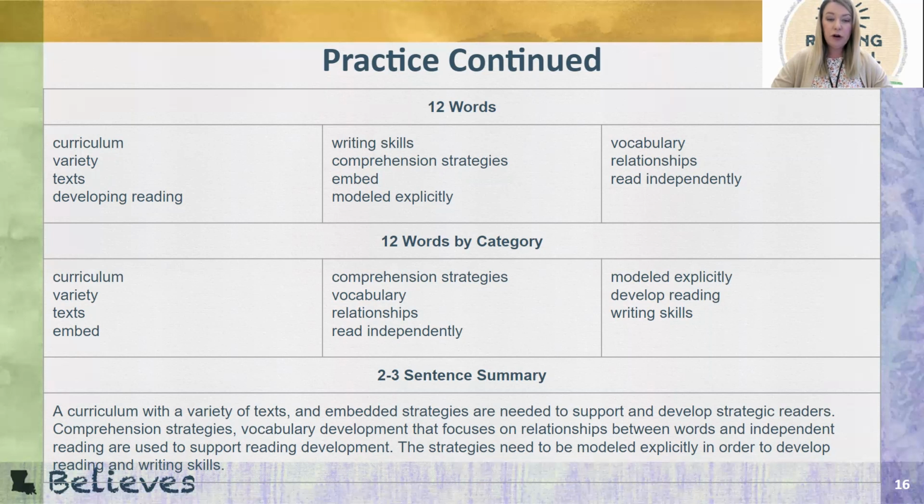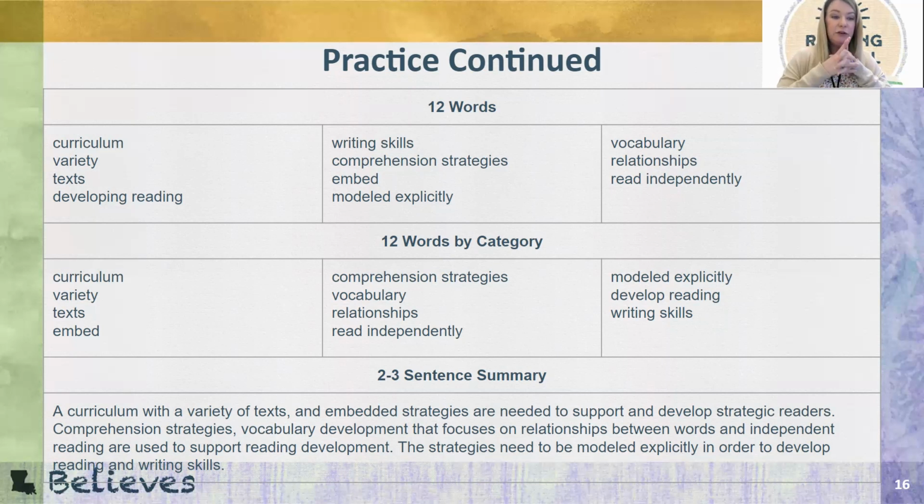The next group of words that I put together was comprehension strategies, vocabulary, relationships, and independently. And I chose those because those were all ways that we could improve reading comprehension. So I'll group those together. The last grouping I have is modeled explicitly, develop reading and writing skills. And that's kind of my how and what's going to be impacted. Again, students are going to have different categories. As long as they can tell you why they're in that category, then it's perfectly fine. If they can't define why it's in the category, ask them some guiding questions to help get them into a category. Because now my sentences come from those categories and those idea bubbles.